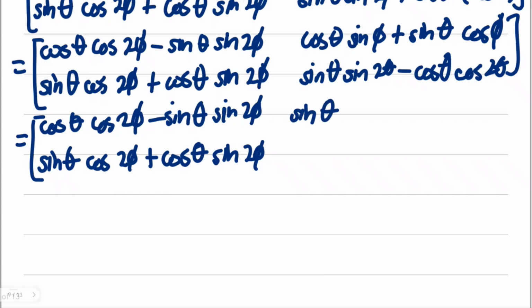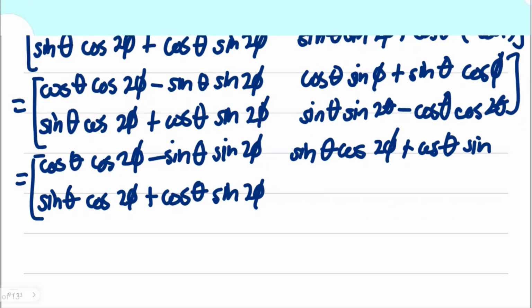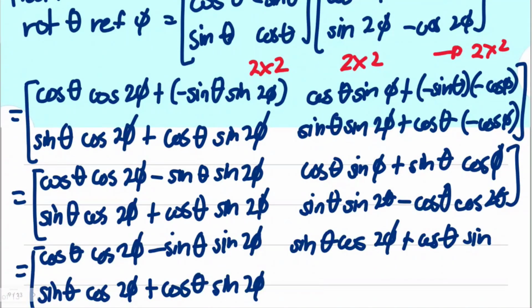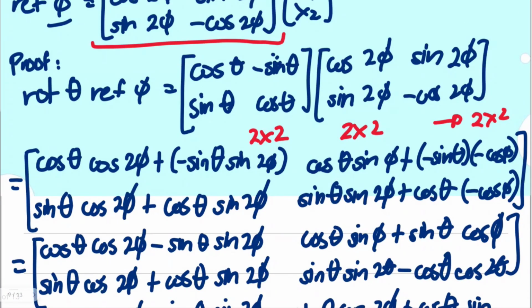Sine theta cosine twice phi plus cosine theta sine, by the way, oh my god, sorry, I missed some important aspects here because this is for reflection. Twice phi, that would mean for all the results here, this would be twice phi here as well. My bad, I'm so sorry for this mistake.